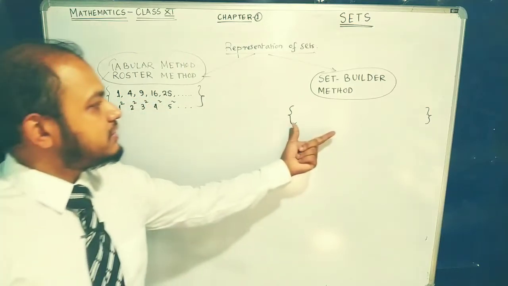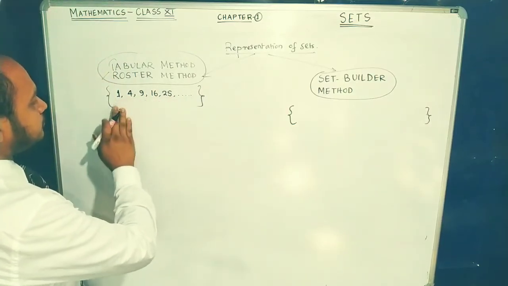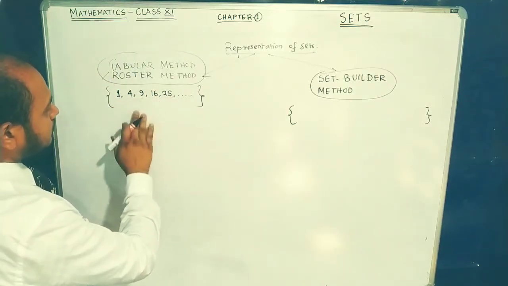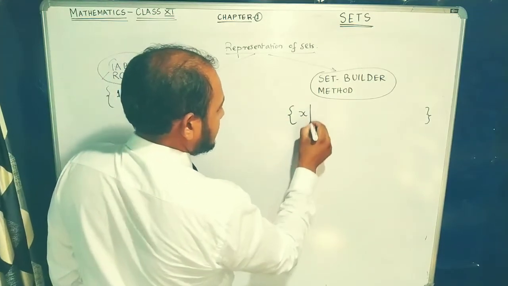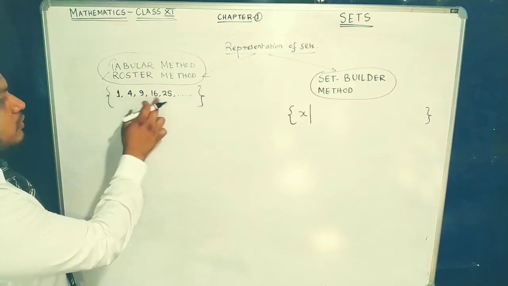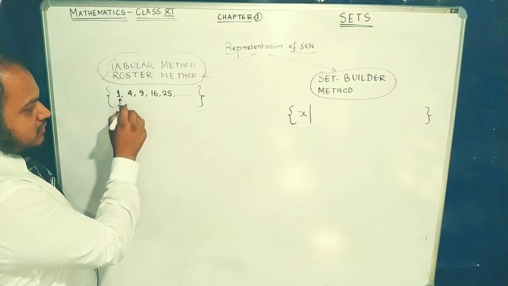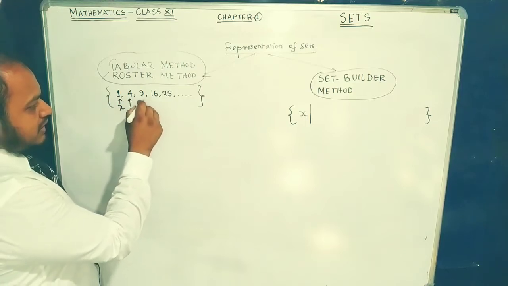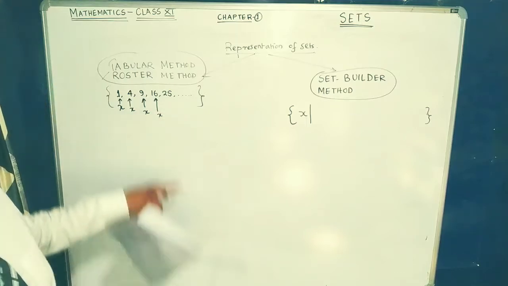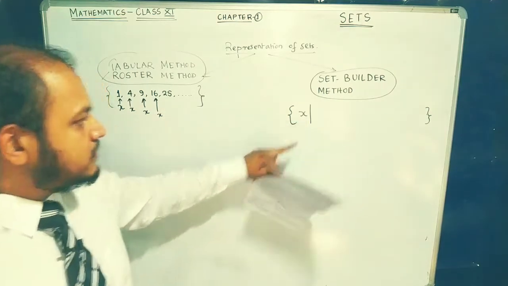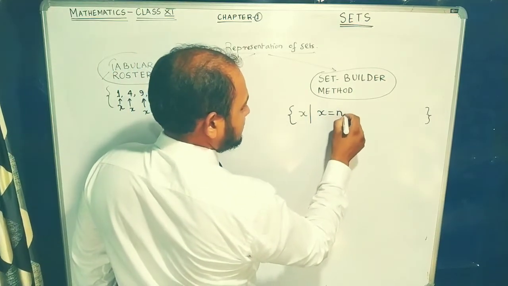So how can we write the same set in set builder method? We will say that it is a collection of x's. Each and every element we call an x. Suppose we are calling this an x in the first place, then x becomes this number, then x becomes this number, after that x becomes this number, like that. So we are calling it a collection of x's such that x is the square of some number.